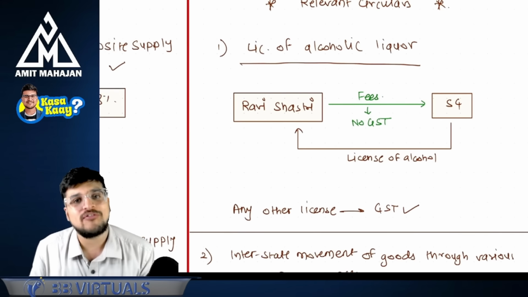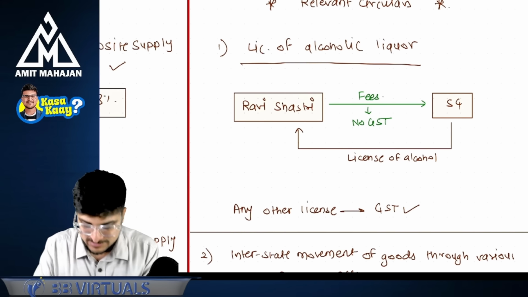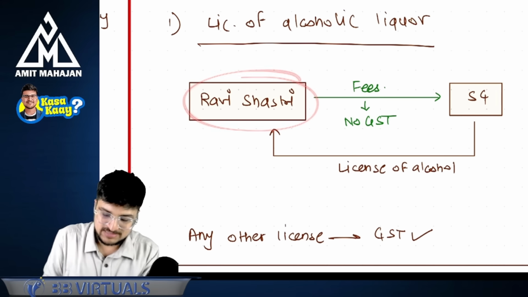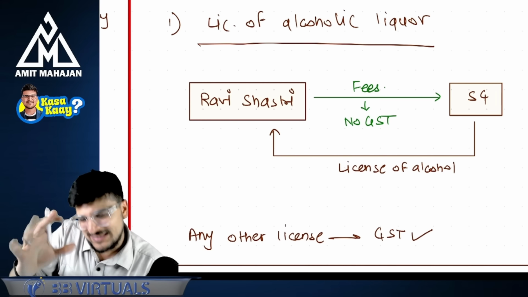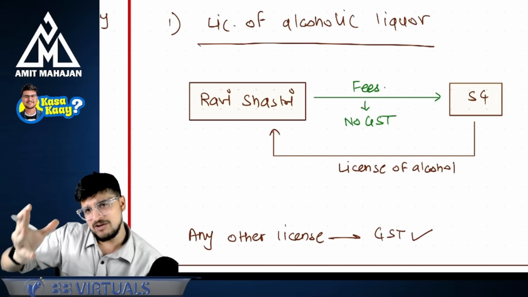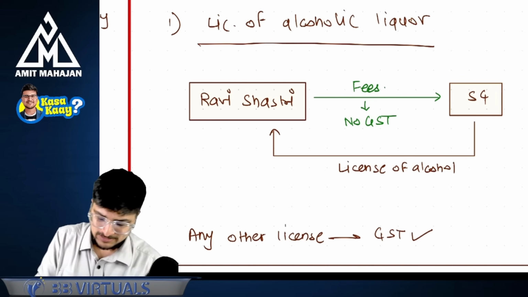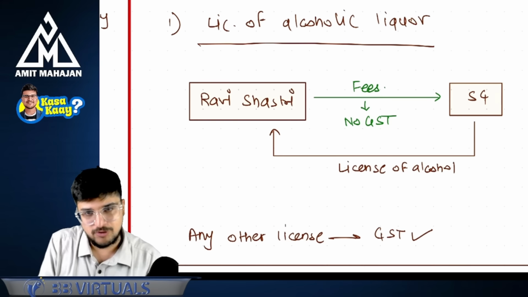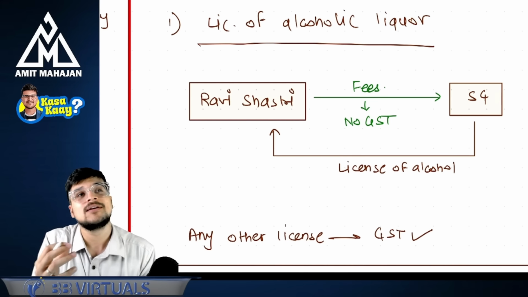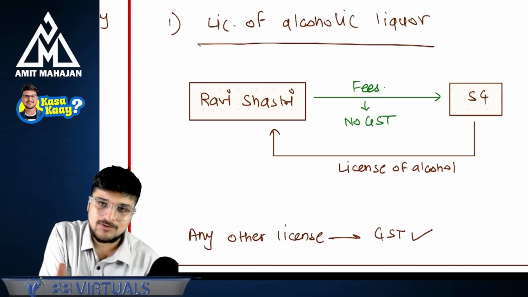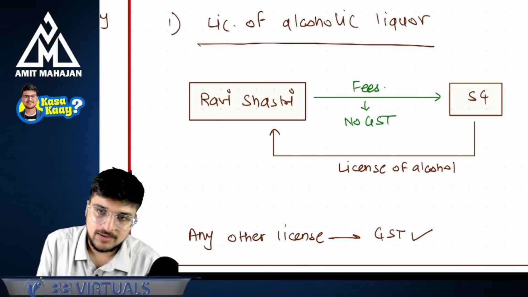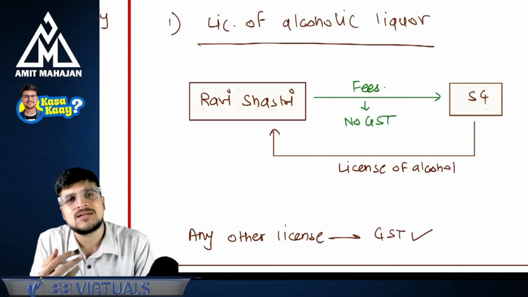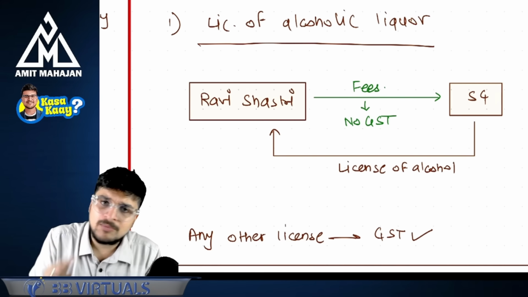First of all, license of alcoholic liquor. Say, for example, our coach Ravi Shastri feels that there is nothing in cricket now. He wants to start selling alcohol. So of course he goes to the state government and wants to buy a license for selling alcoholic liquor. Perfect. So can I say that the state government will charge some kind of license fees from Ravi Shastri?